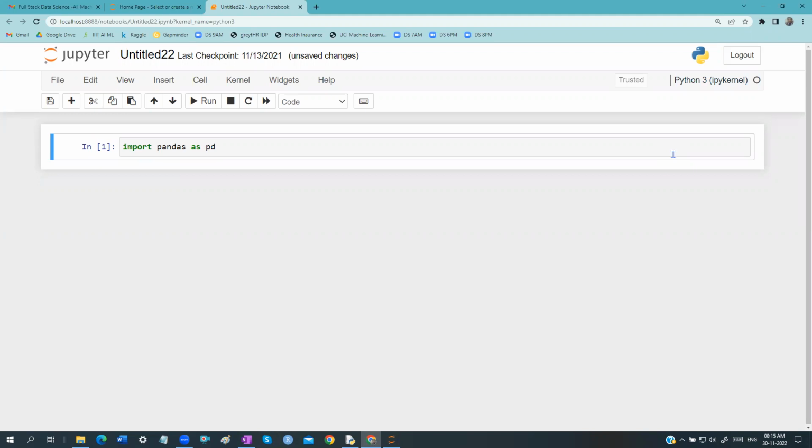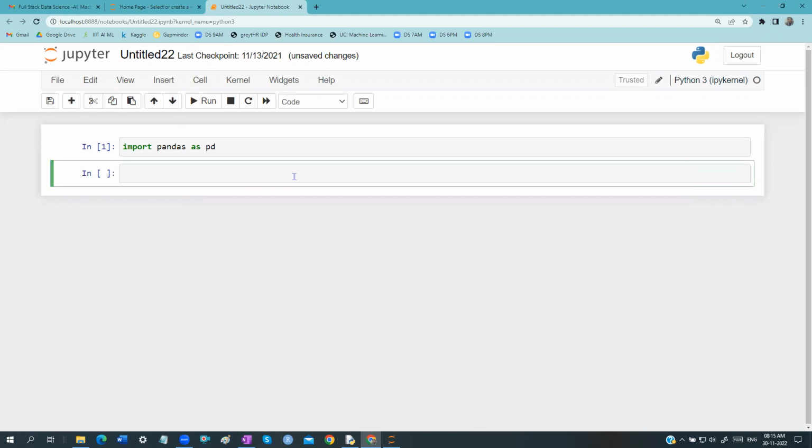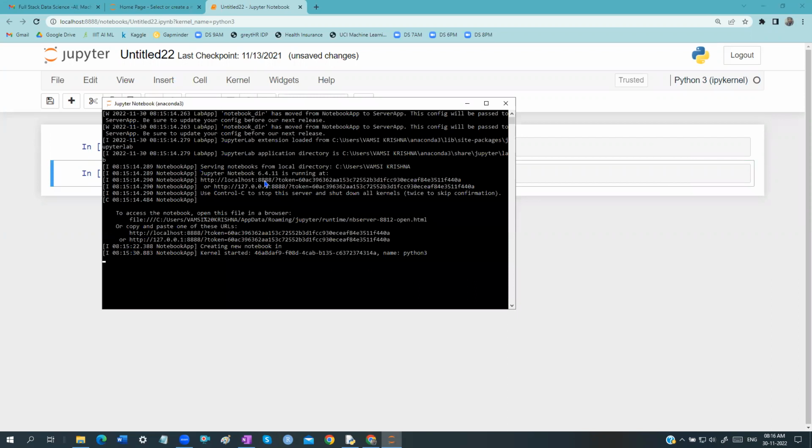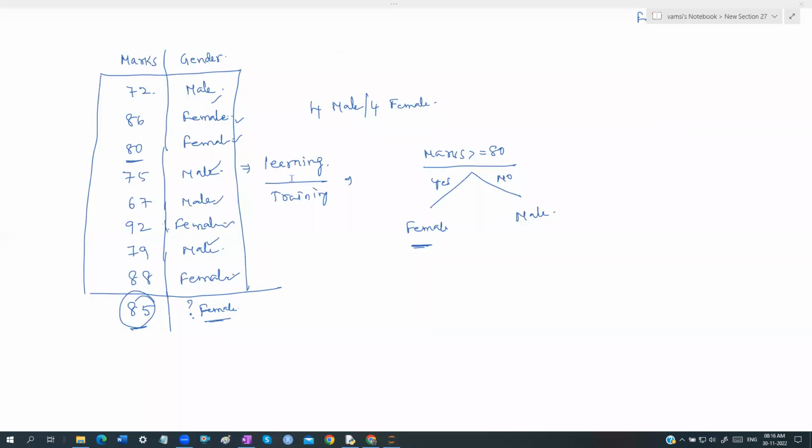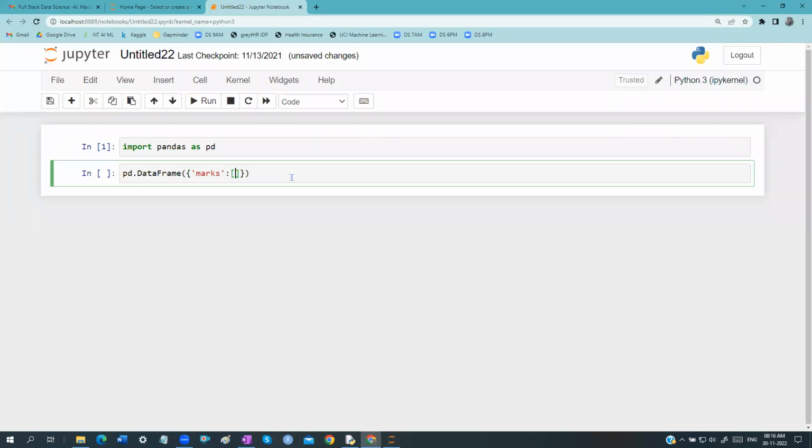So I'm importing a library called pandas. Pandas is a library which we basically use for data processing, guys. Don't worry. I'm creating a data frame, the same data frame I'll create, guys. Data frame means this data. Whatever data I have been given here, the same data I'm going to be using, so don't worry about that. What are going to be the marks? Let me give the same marks, guys.